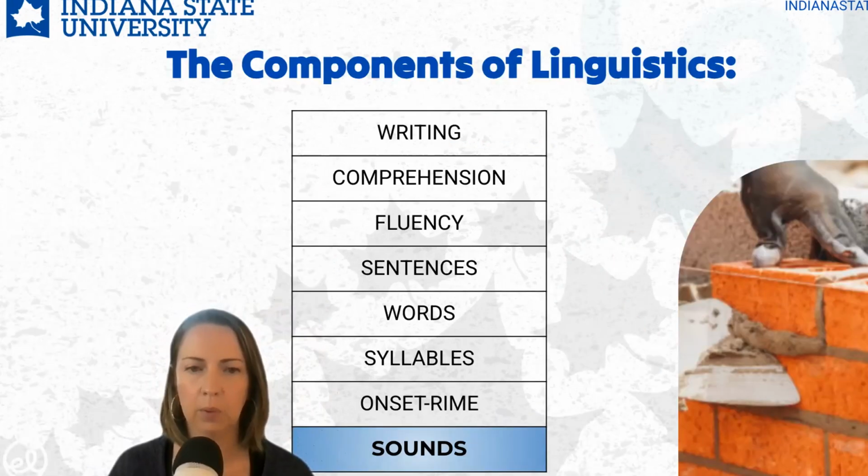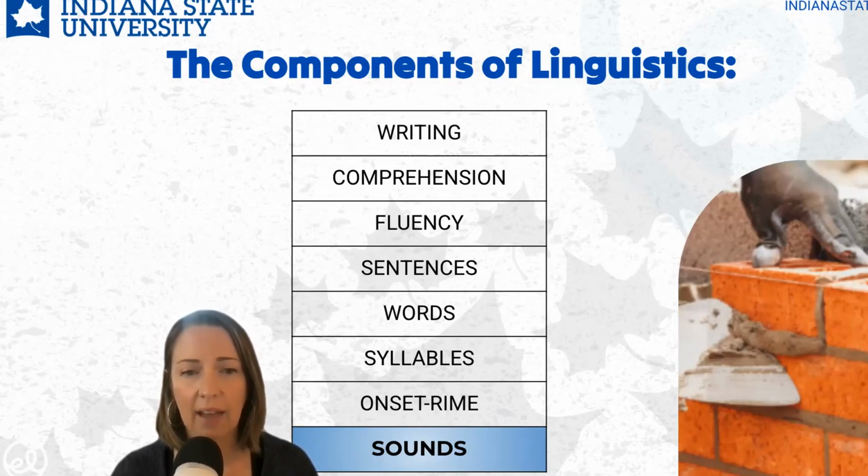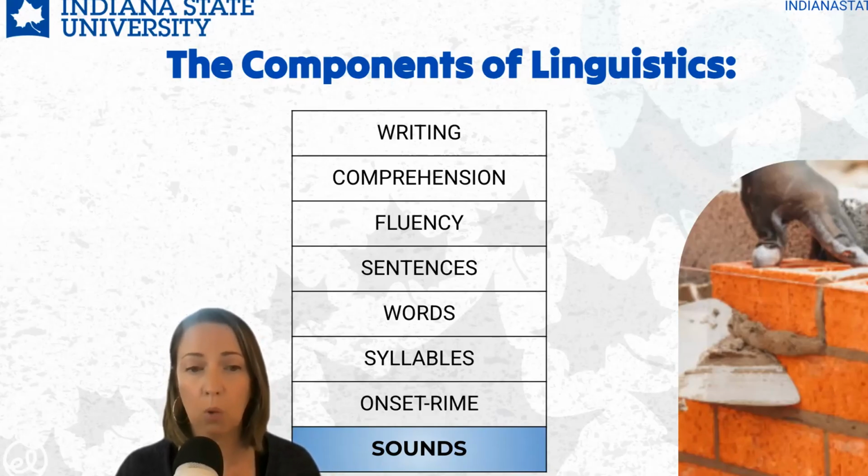Let's look at the components of linguistics. If we can think about these as the bricks in a wall, by the time students are in secondary, we are really focusing on those top tiers, which is writing and reading comprehension. We can't circumvent these skills. And that very bottom layer is sounds, or in linguistics, we use the term phonemes. Onset and rhyme is really the beginning of a word and the rest of the word. So when we're sounding out, that's how a word blends together. Syllables, and then it moves to words, sentences, fluency, reading comprehension, and writing.